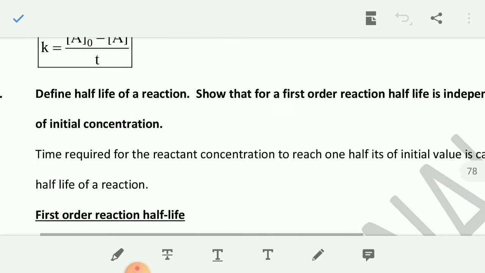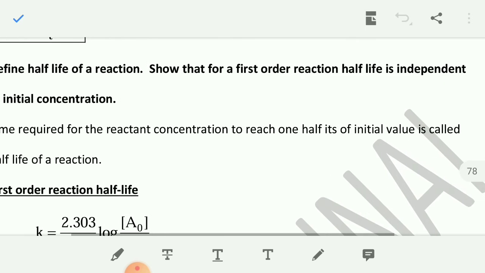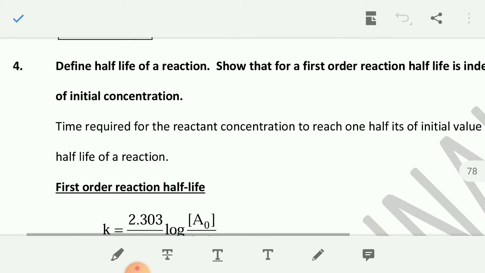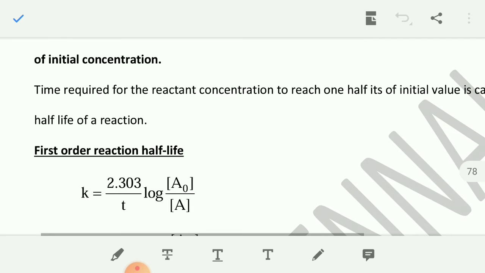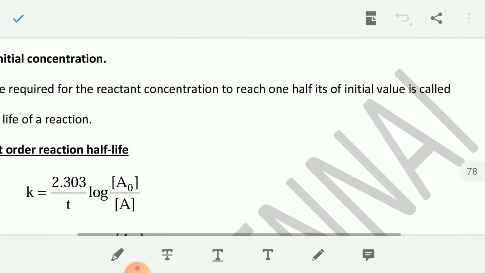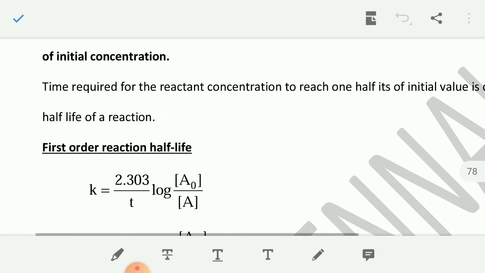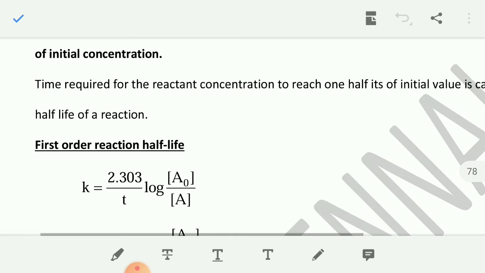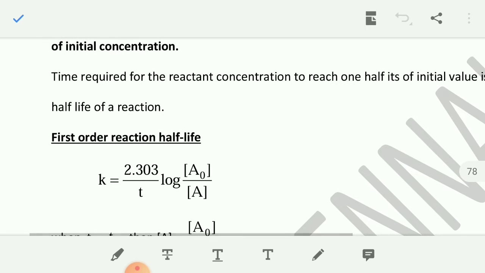Then fourth question, define half-life of a reaction. Show that for a first order reaction half-life is independent of initial concentration. The time required for the reactant concentration to reach one half of its initial value is called the half-life of the reaction.